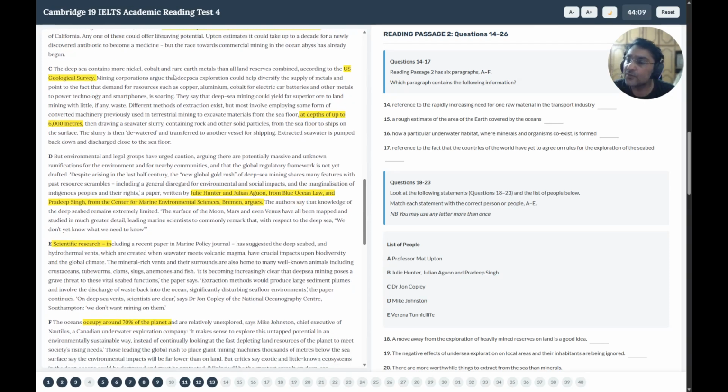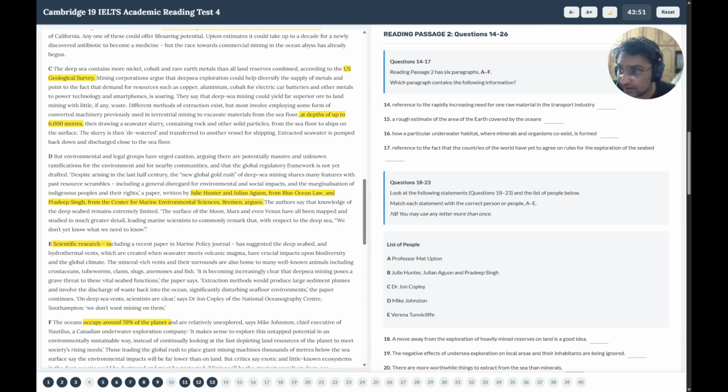The deep sea contains more nickel, cobalt, and rare earth metals than all land reserves combined, according to the U.S. Geological Survey. Okay, this is talking about raw materials. So, reference to the rapidly increasing need.